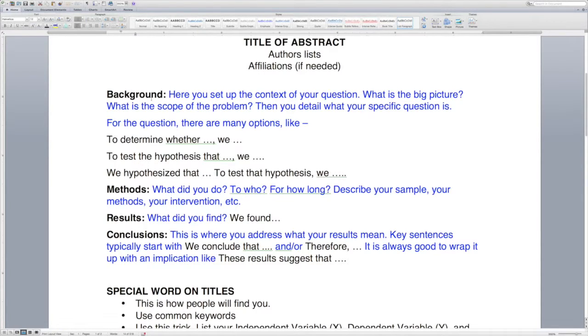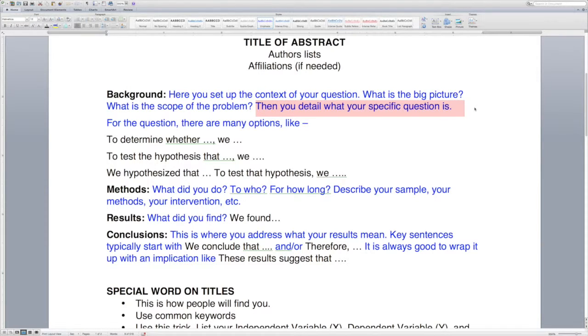So what is your background? This is where you set up the context for your question. What is the big picture of the work that you're doing, the scope of the problem, and then you detail what your specific question is. So you could start out saying something like, depression is bad, it affects this many people, treatments are limited, so we wanted to test out this novel intervention.